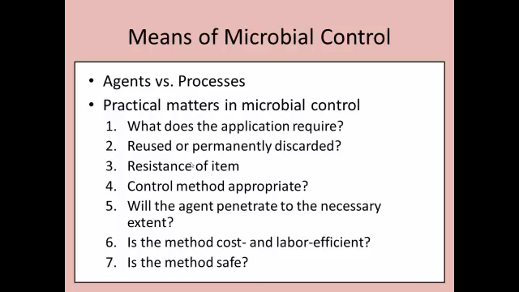Third, is the resistance of the item. I can use moist heat to sterilize stainless steel, but what if my plasticware will melt? Better not use moist heat. What if I'm using carbide steel instruments? They are popular in the dental industry because they hold an edge better than stainless, but they rust when exposed to moist heat. Fourth, is the control method appropriate?